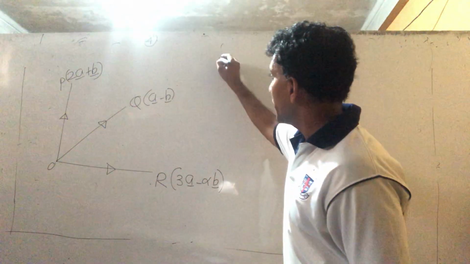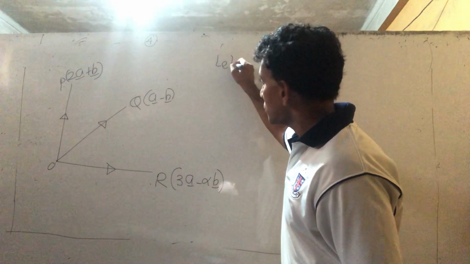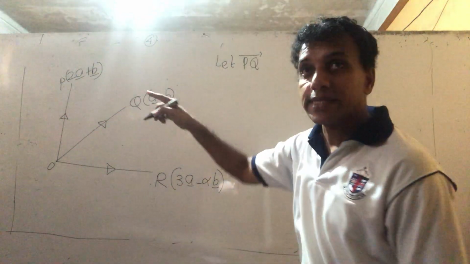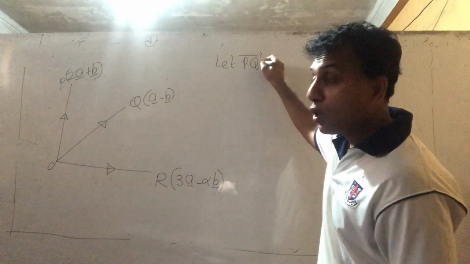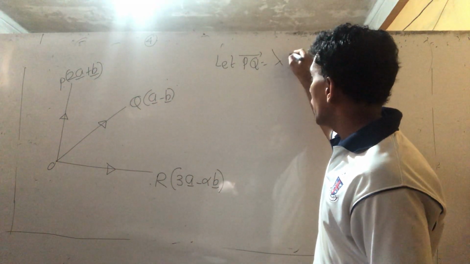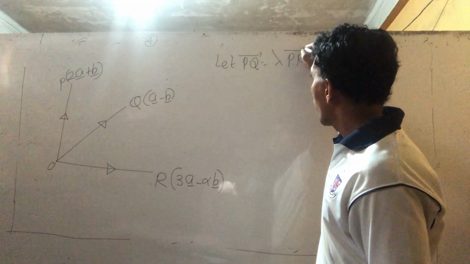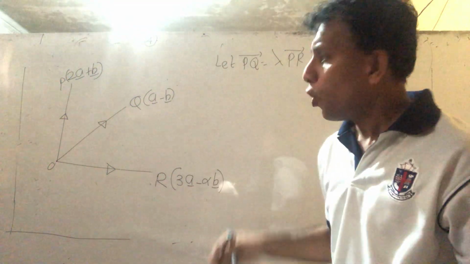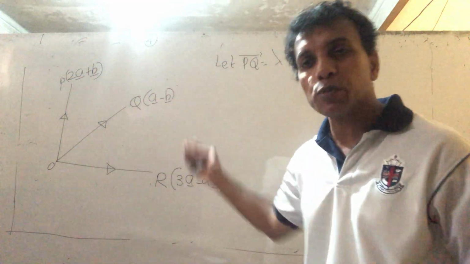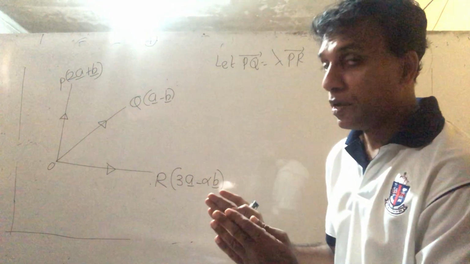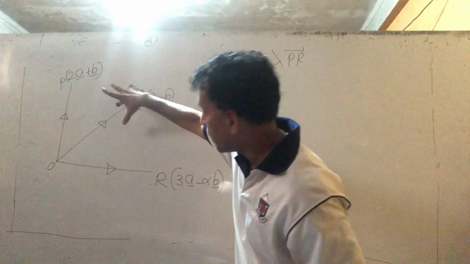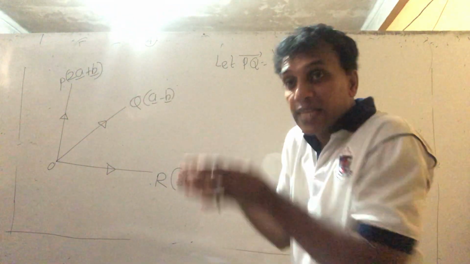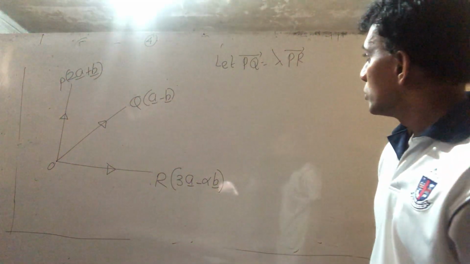So here I take, let vector PQ equal lambda times PR. Or you take QR equal lambda times PR, no matter whatever. It's better not to take PQ separately and QR separately. The best work is to take the large one and the inner smaller part. So now we write PQ.